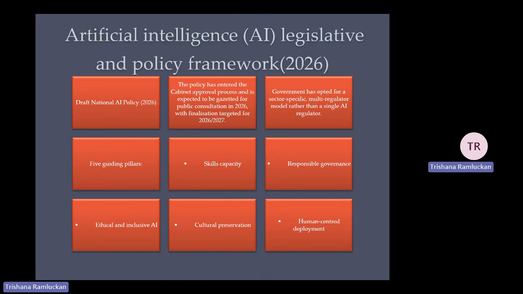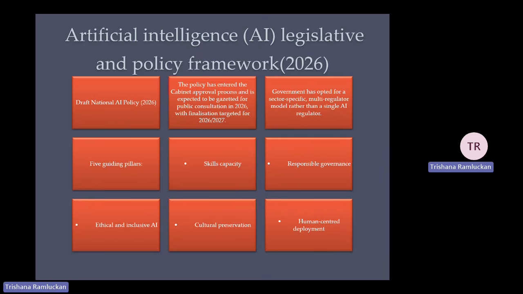We also have an artificial intelligence legislative policy framework for 2026. It's only to be finalized in 2027. The policy has entered the cabinet approval process and is expected to be gazetted for public consultation. So the finalization is targeted for 2026, but I would say more 2027.